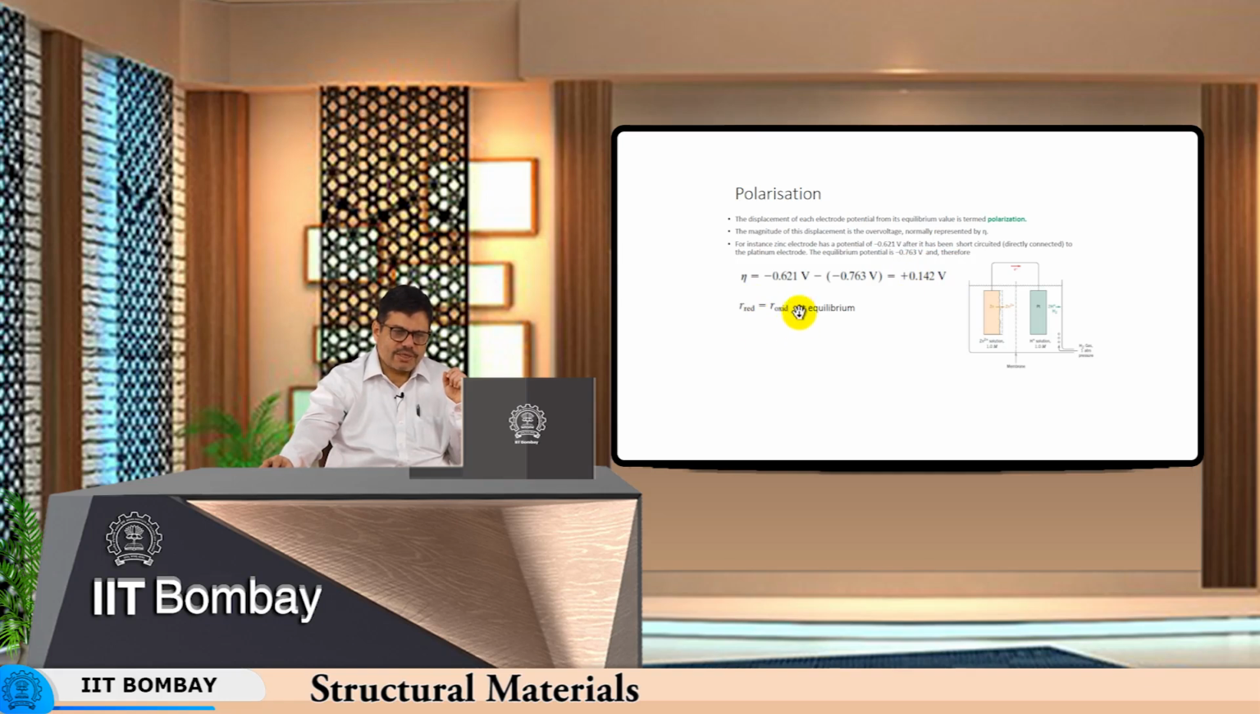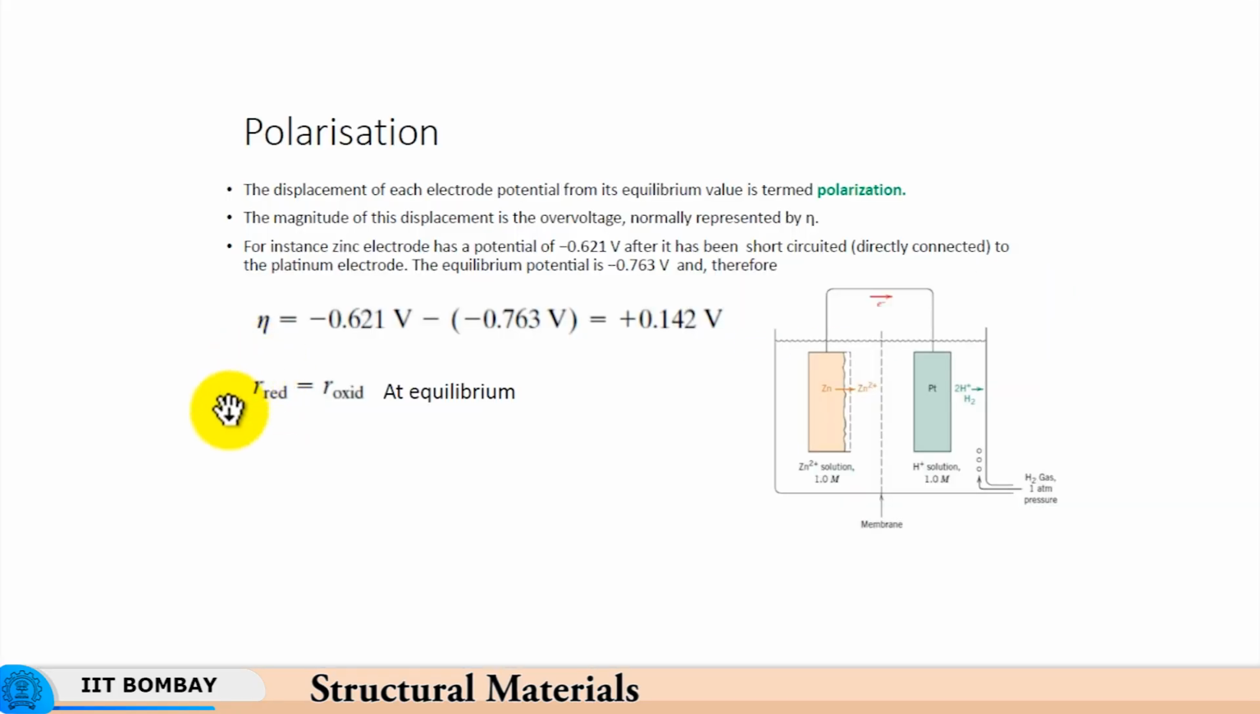What you have is that the rate of reduction and rate of oxidation are identical at equilibrium, and that is precisely what is absent in this case. So naturally you have a slight difference between the rate of reduction and rate of oxidation. Oxidation might be moving faster, so that the corrosion takes place over here, and so you get this kind of additional voltage.